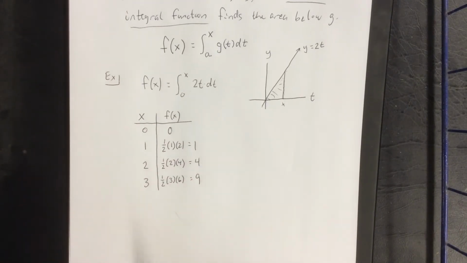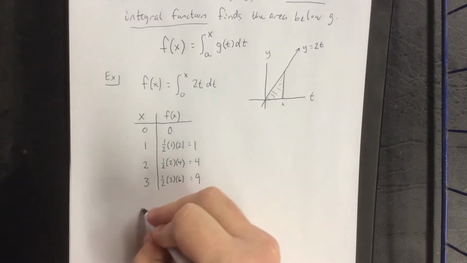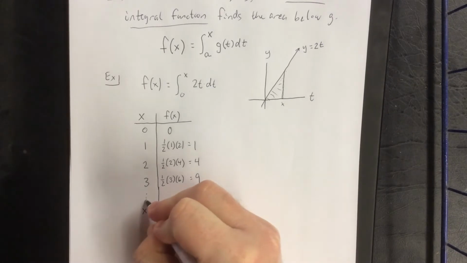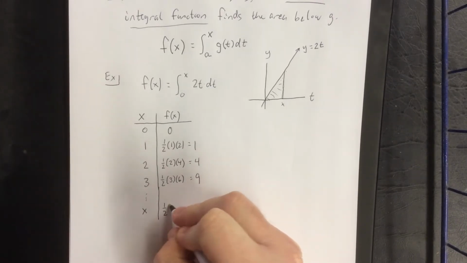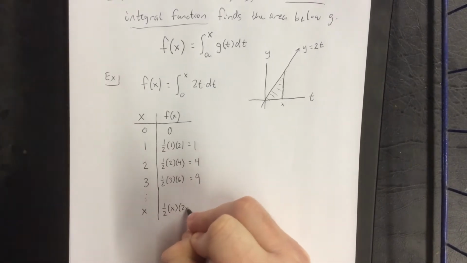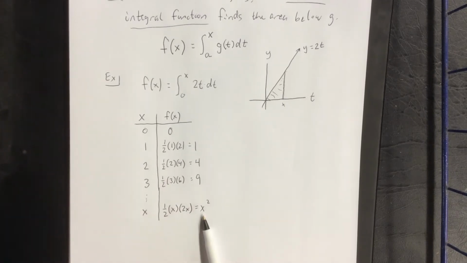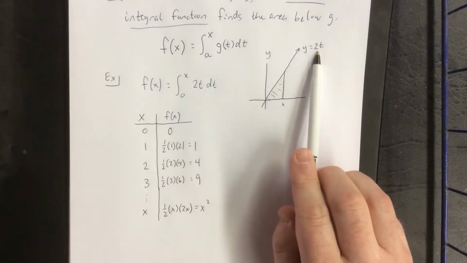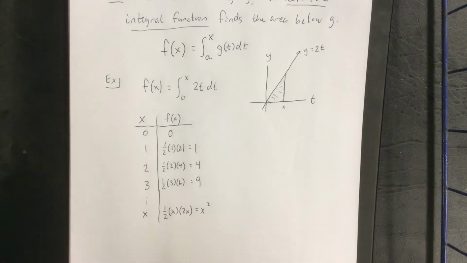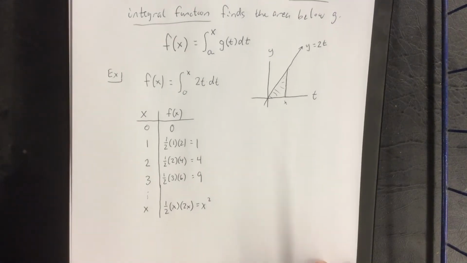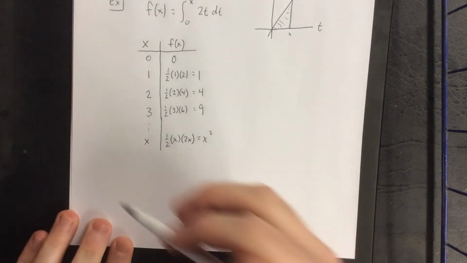Now what you may notice is that there's a bit of a pattern going on here, that generally speaking, if I'm plugging in x, we wind up with 1/2 times a base of x times a height of 2x, which simplifies to be simply x squared. Now this is related to the other function in the form of, if I were to differentiate x squared, I would get 2x, which is essentially the same function as what we had up here, just with an x instead of a t. This helps motivate what is known as the Fundamental Theorem of Calculus, Part 1.